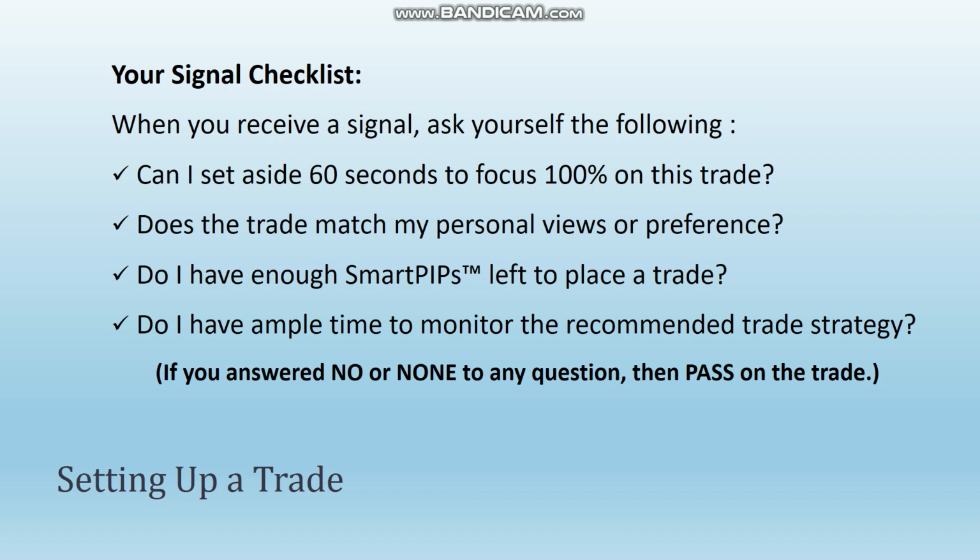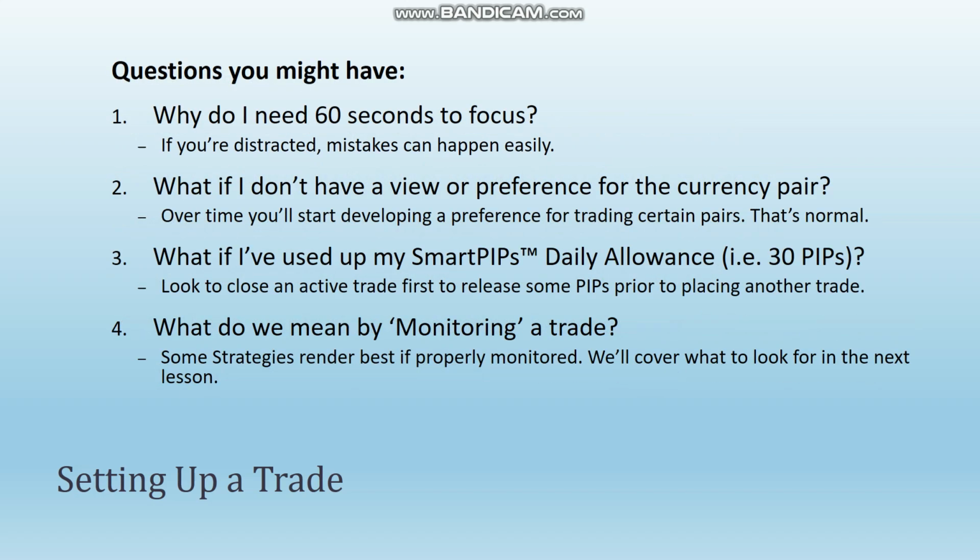This list might seem long to you, but once you have followed it a few times, the process will become second nature. Let's review this checklist in greater detail. Why do I need 60 seconds to focus? Because if you're distracted, mistakes can happen easily. Second, what if I don't have a view or preference for the currency pair? Over time, you'll start developing a preference for trading certain pairs and perhaps not trading others. That's normal. Choose the ones that you feel most comfortable with.